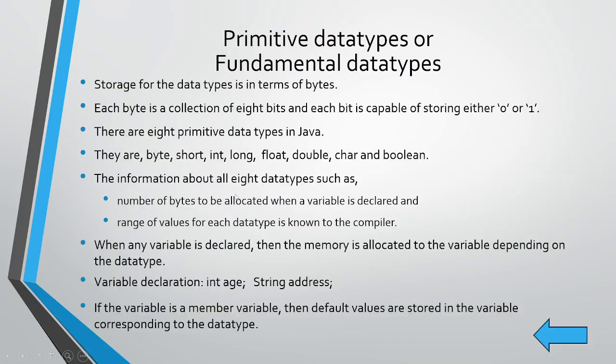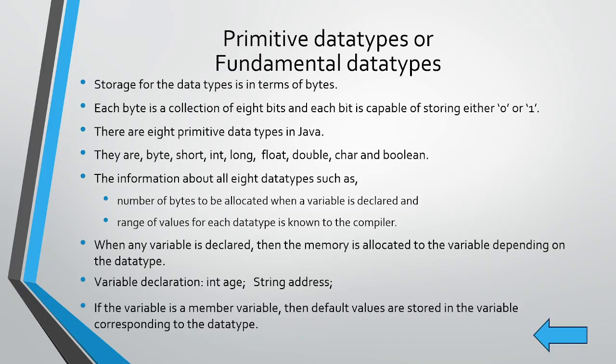Now primitive data types. Storage for the data type is in terms of bytes. And each byte is a collection of 8 bits. And each bit is capable of storing either 0 or 1. And you know 8 primitive data types: byte, short, int, long, float, double, char and boolean.